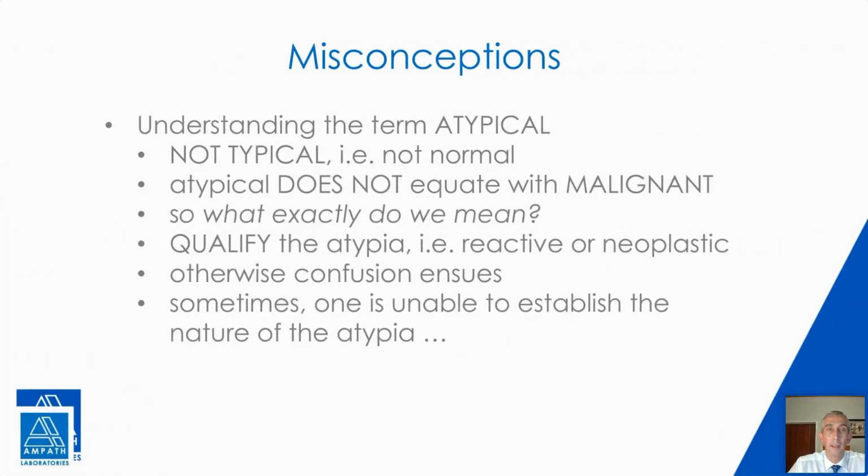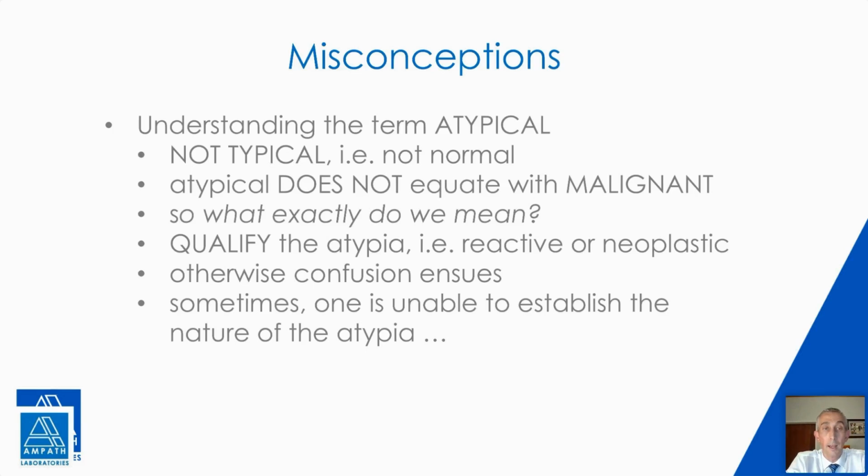The next misconception I just want to touch on is the use of the word atypical. So what exactly do we mean in a report when we say atypical? Actually, what we're saying is it is not typical. In other words, not normal. Please note, the word atypical doesn't equal malignant. It is also the responsibility of the pathologist, in my opinion, to qualify the atypia. In other words, is it reactive/inflammatory, or is this atypia neoplastic? If a pathologist does not do this, I'm afraid confusion ensues.